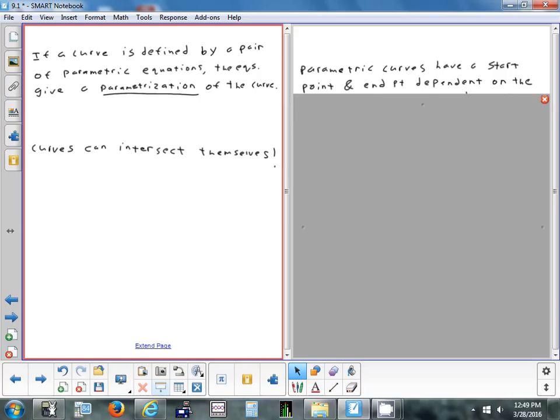Okay, but what's important to understand about a parametric graph is it has a start point and it has an end point. Sometimes the start point and the end point are the same, like when we sketch a circle. It might look like it ends where it starts. Sometimes, in the case of drawing a line segment, the start point and the end point are not the same. Two different points.